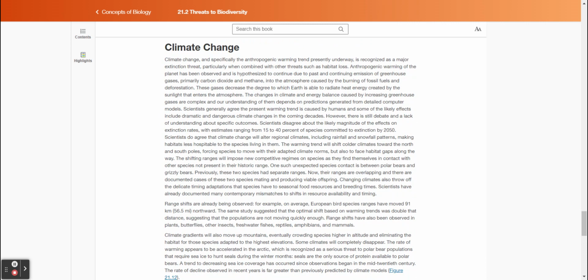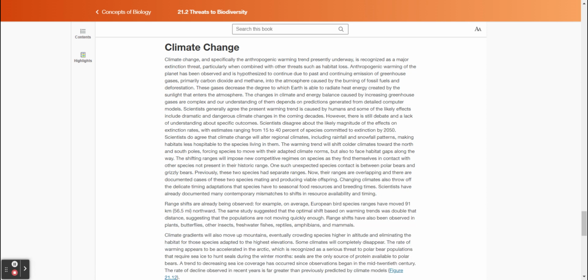Climate change. Climate change, and specifically the anthropogenic warming trend presently underway, is recognized as a major extinction threat, particularly when combined with other threats such as habitat loss. Anthropogenic warming of the planet has been observed and is hypothesized to continue due to past and continuing emissions of greenhouse gases, primarily carbon dioxide and methane, into the atmosphere caused by the burning of fossil fuels and deforestation.